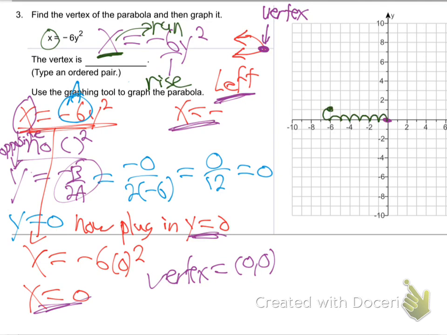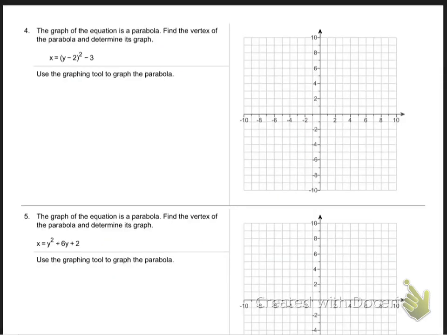So there's where we make our parabola. It goes like that. So you want to put that dot back 6, up 1, and then the center is 0, 0, and the parabola, the U shape, I made it almost like a V. It's not a very good graph, but you get the idea. It's a U shape going left. There we go. Okay, let's try number 4.